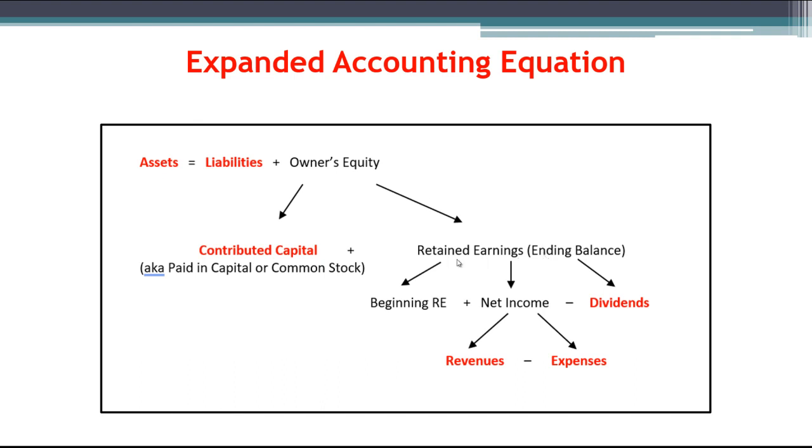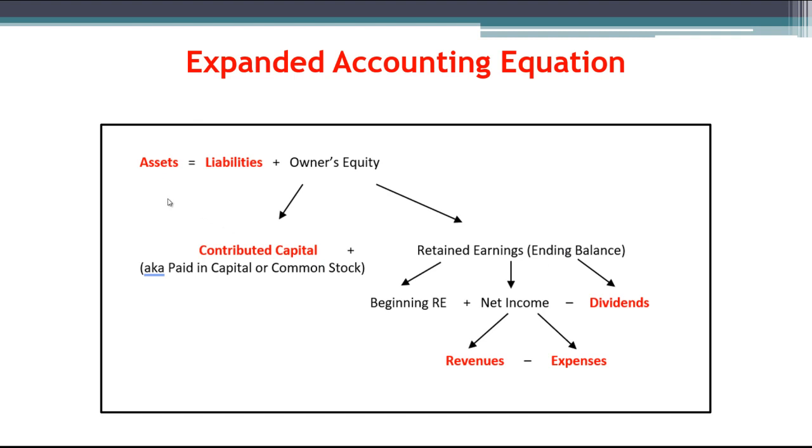Now, to get the retained earnings ending balance, you take the beginning retained earnings, which was last period's ending balance. You add in your net income, which is revenues minus expenses, and you subtract out your dividends for the period. That'll get you the ending balance of retained earnings.